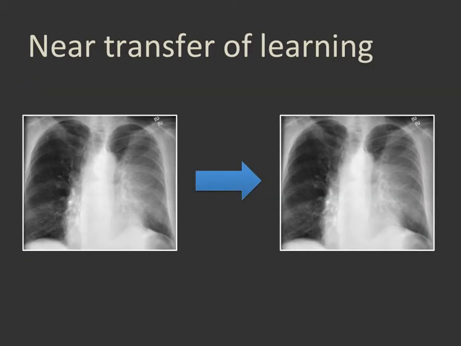Just to quickly explain, near transfer of learning is when, for example, they might learn that this is the appearance of left upper lobe collapse, but if they only learn this one example of left upper lobe collapse and do not understand how that particular pattern has been produced by the atelectatic lung, then they are only able to recognize very similar appearing left upper lobe collapse.